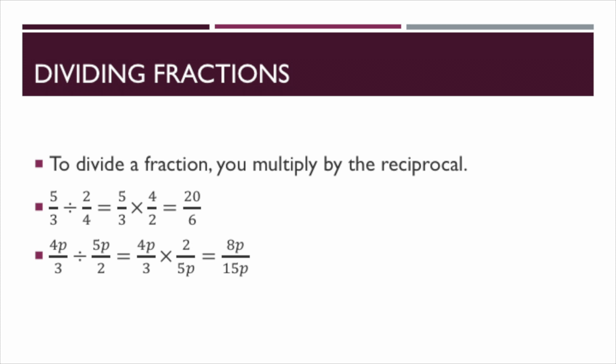Now let's take another example of 4p over 3 divided by 5p over 2. You take the reciprocal of 5p over 2, which is 2 over 5p. Now you've got 4p over 3 times 2 over 5p equals 8p over 15p.